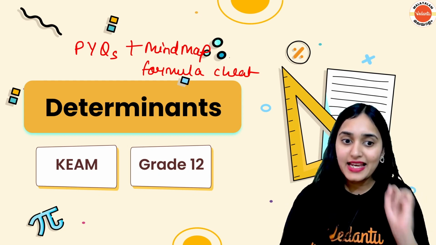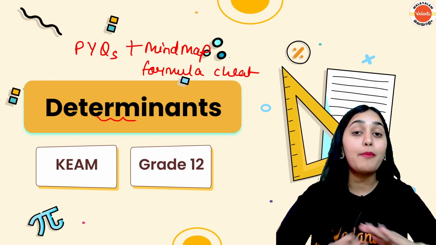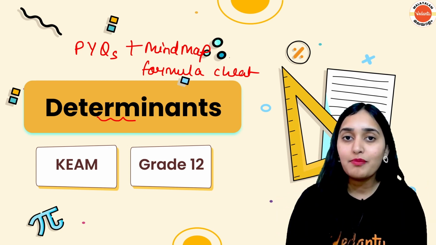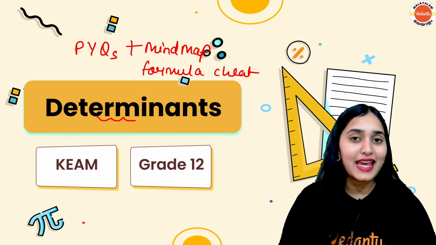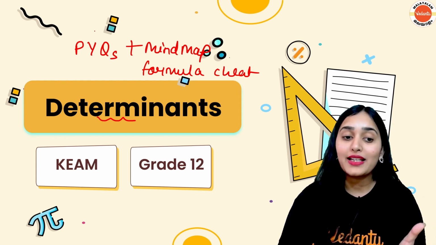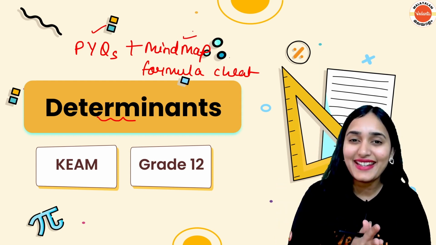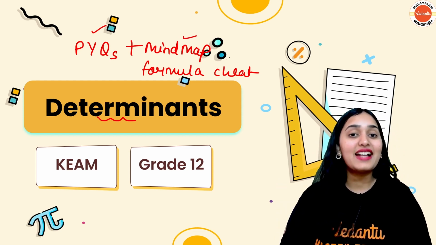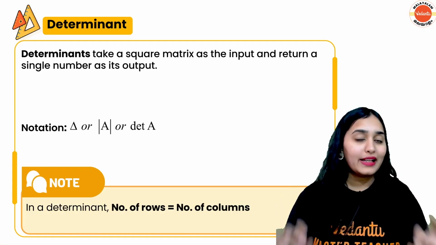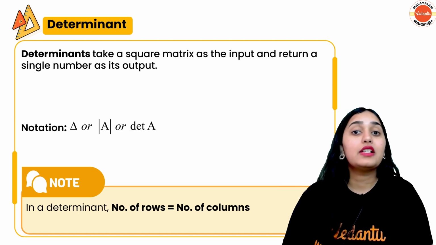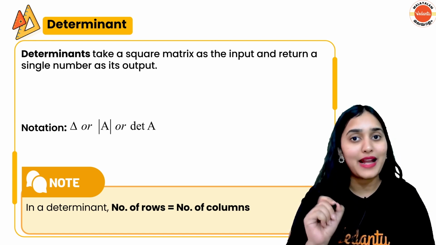So just watch this lecture, and in one lecture your one chapter will be complete. If you watch this complete lecture, then you do not need to learn determinants anything else apart from this. You will also practice PYQs, and you have the formula cheat sheet. So what else do you need, right? So let's start determinants for grade 12. Now quickly, we will revise all the topics, we will solve the questions, and then we will jump on to previous year questions and we'll practice them.